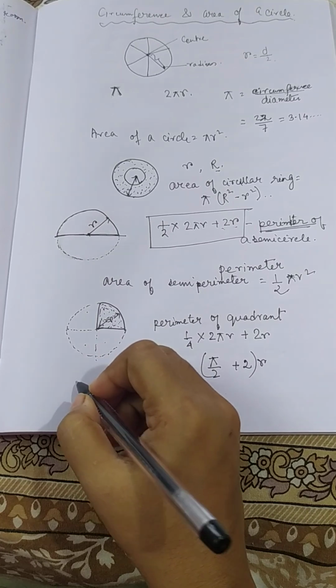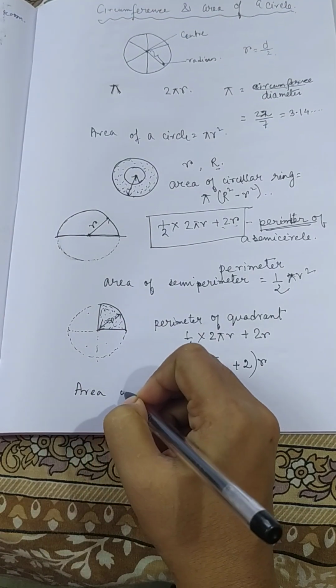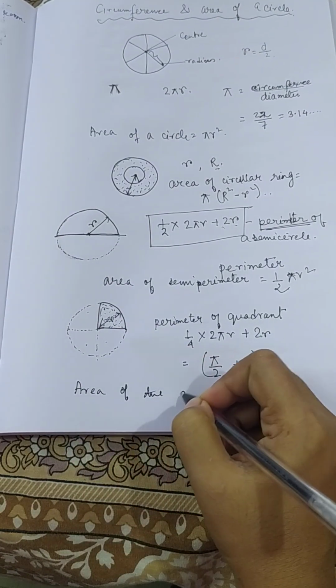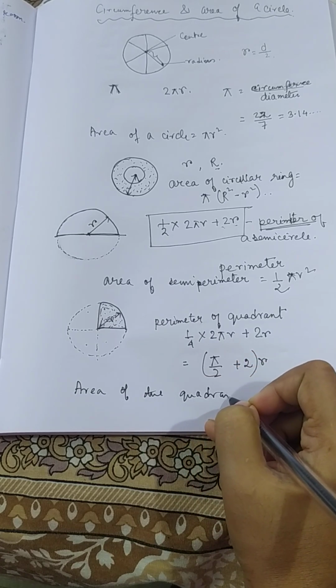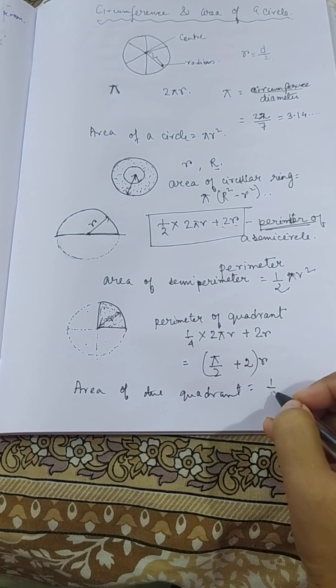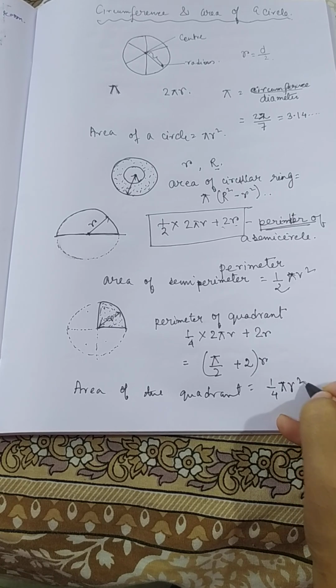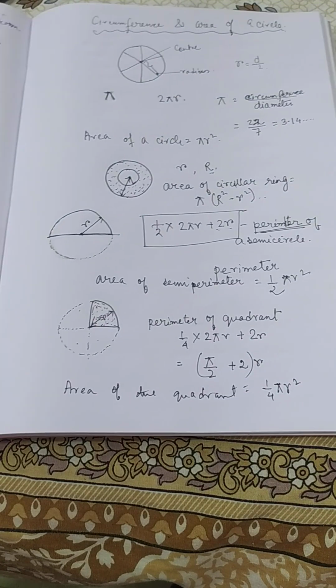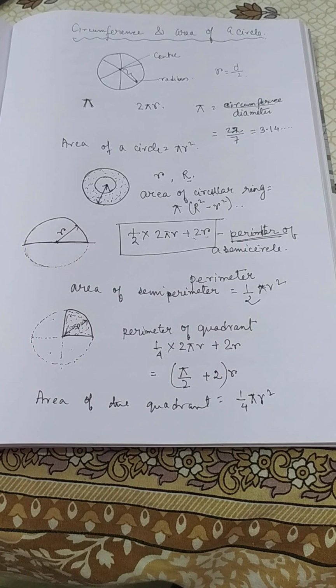Now what is the area? Area of the quadrant is 1/4 of the whole circle, that is 1/4 of pi r square. Right. So these are all the different formulas to find out the area and the circumference of a whole circle, circular ring, semicircle and quadrant.